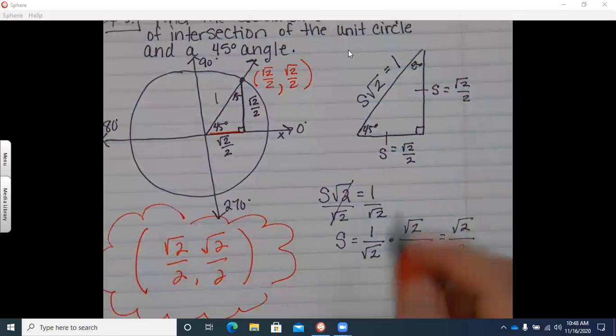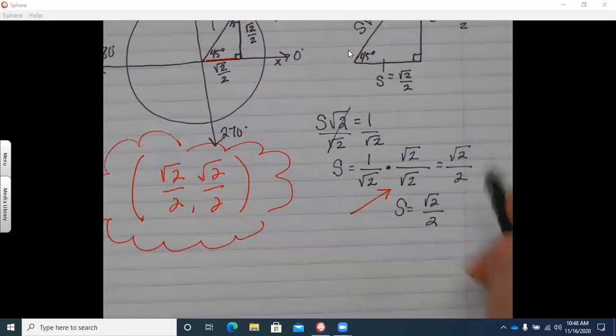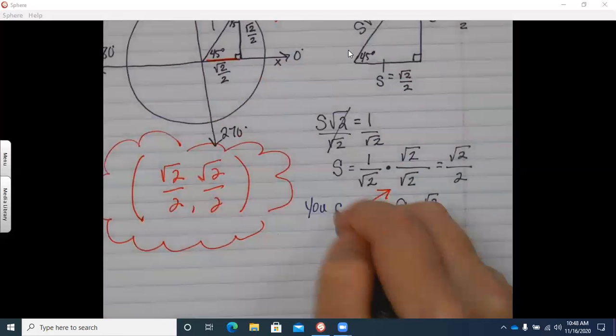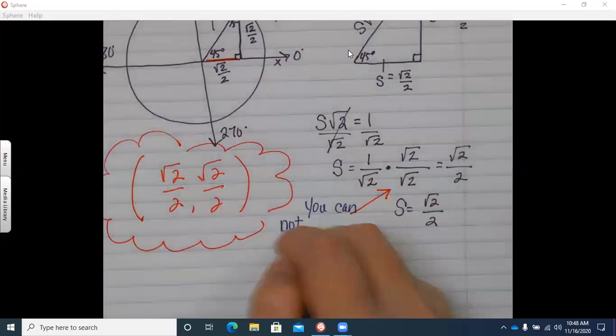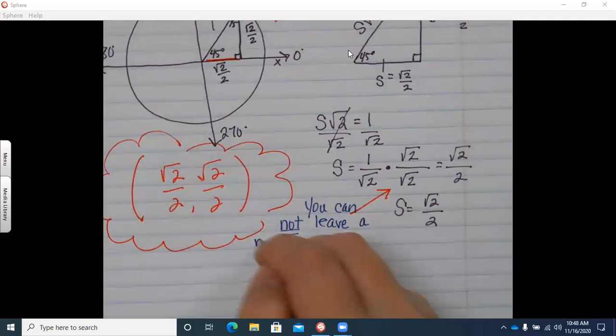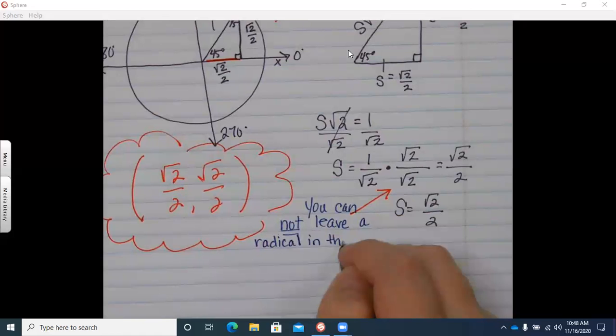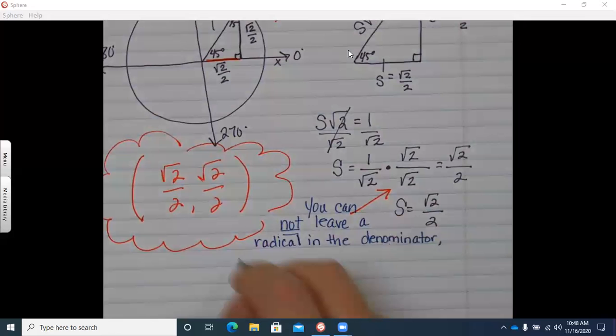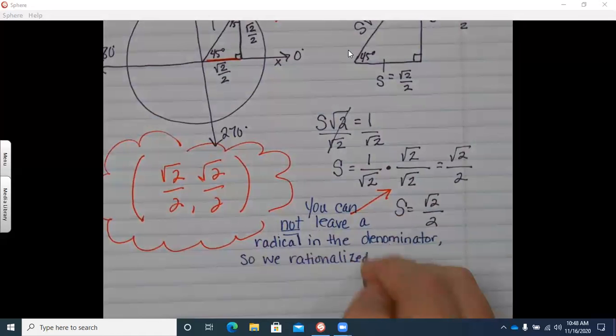I'm going to make myself a little note about this rationalizing. You cannot leave a radical in the denominator. So we rationalized the denominator to get rid of it.